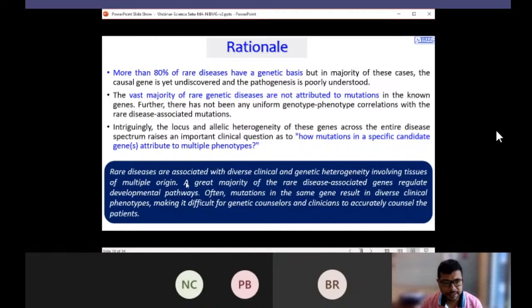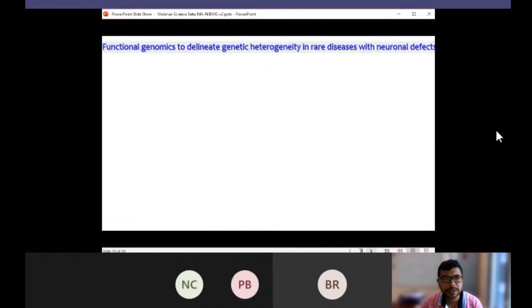So you can see rare diseases are associated with diverse clinical and genetic heterogeneity involving tissues of multiple origin. A great majority of the rare disease-associated genes regulate developmental pathways. Often mutations in the same gene result in diverse clinical phenotypes, making it very difficult for genetic counselors and clinicians to accurately counsel the patients. So I'll share some of our work along this line.